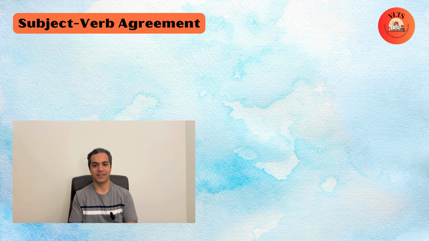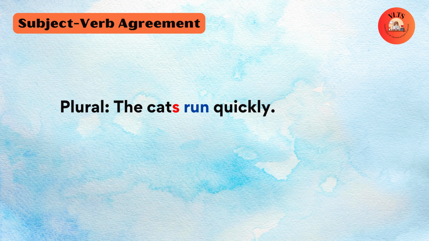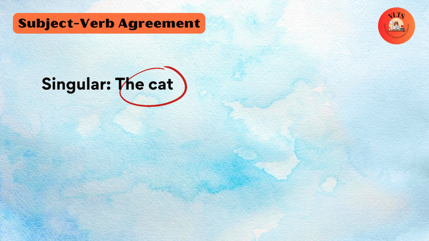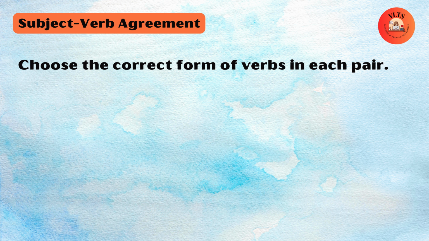Practice exercises. The cat runs quickly. The cats run quickly. In this example, we see that the cat is a singular subject, so it takes a singular verb like runs. But on the other hand, the cats is a plural subject, so it takes a plural verb like run. Now try these practice exercises.